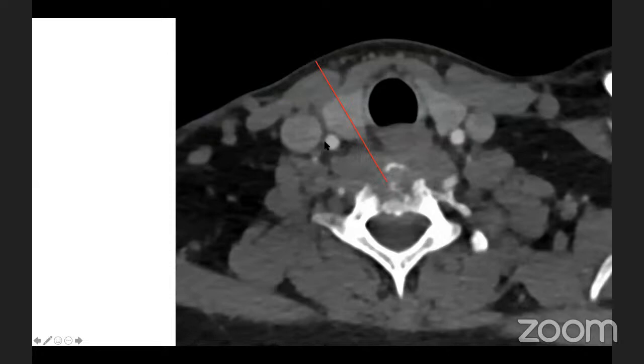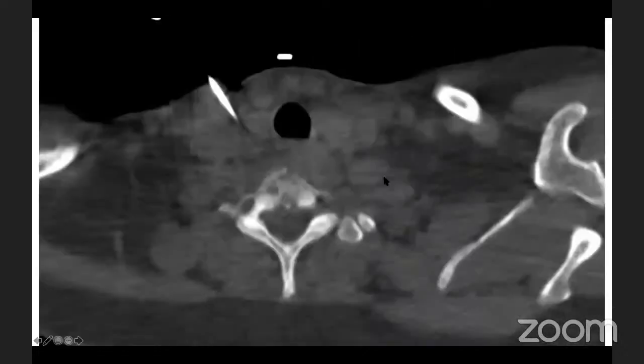So the vessels are here, the trachea is here. There's nothing that comes in the way. Your vertebral is here. The only thing you have to be careful about is going through the middle part of the gland, because superiorly you have the superior thyroid artery that comes in the way, and inferiorly you have the inferior thyroid artery. So you could create a pseudoaneurysm there. But if you go through the middle of the gland, it works brilliantly.